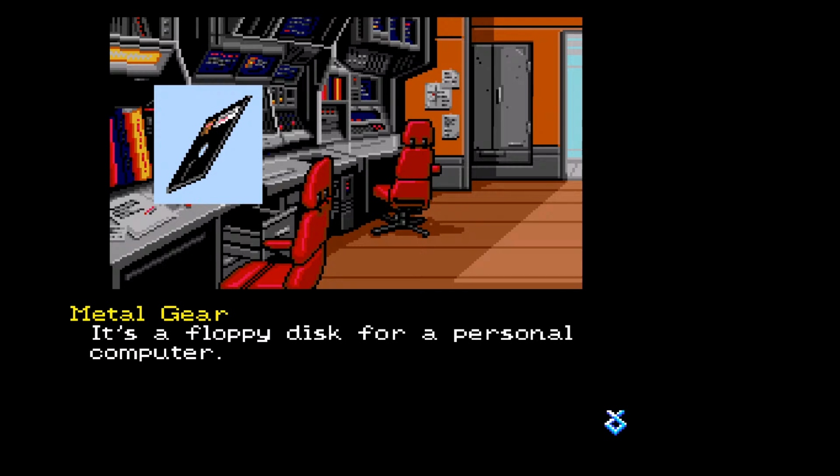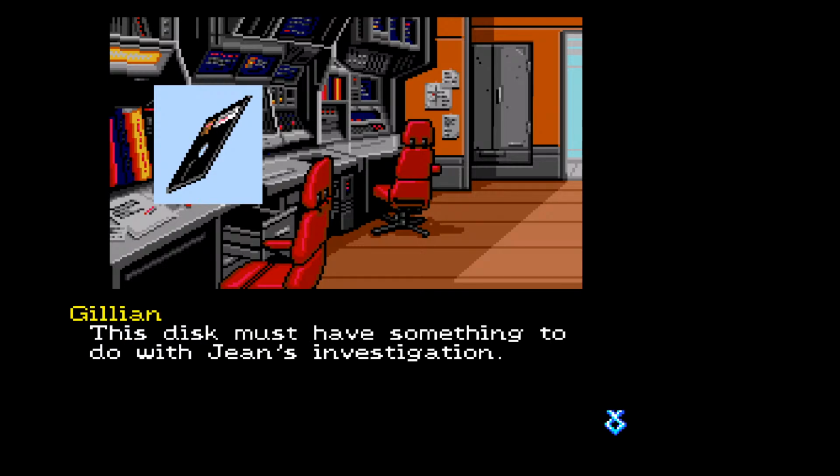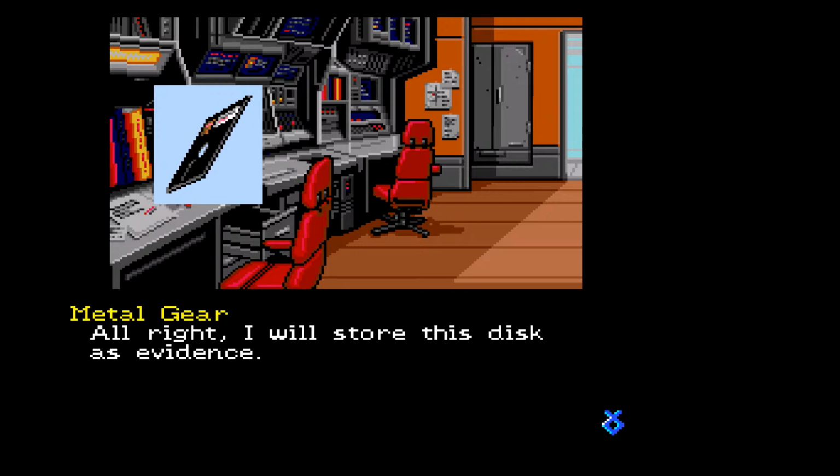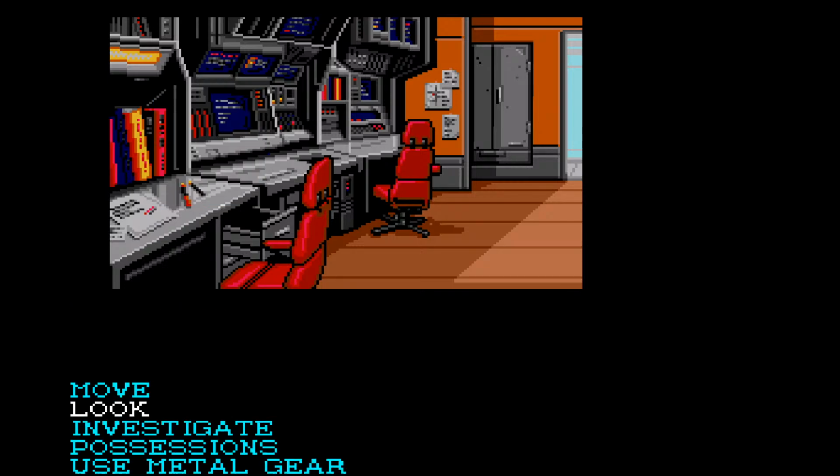It's a floppy disk for personal computer. This disk must have something to do with Jean's investigation. Alright, I will store this disk as evidence.